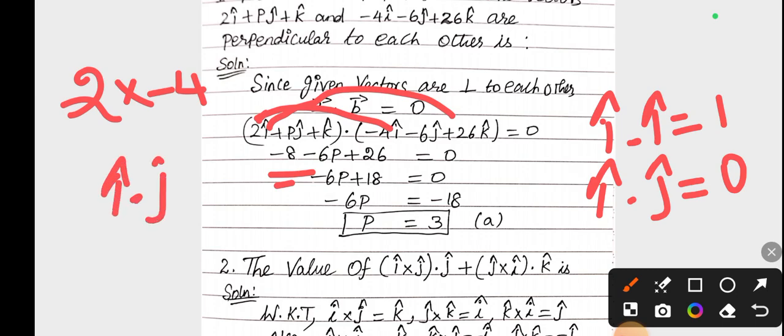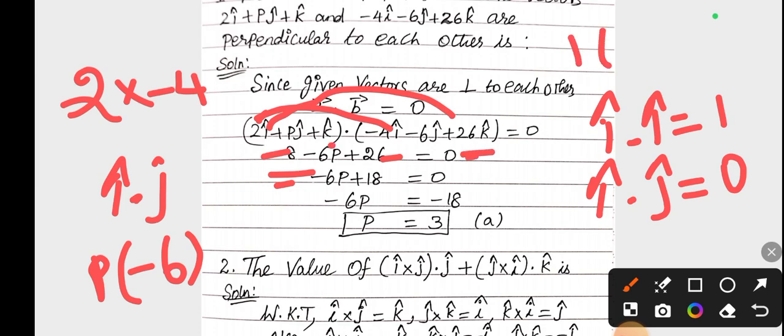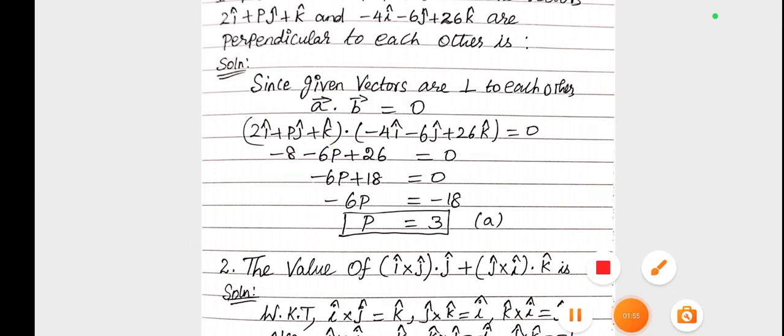The i cap coefficients, both multiplied, give minus 8. The j cap coefficient is p here and minus 6 there, so p into minus 6 is minus 6p. The k cap coefficient is 1 and 26, so 1 into 26 is 26. That's all, so that way you will get this value.